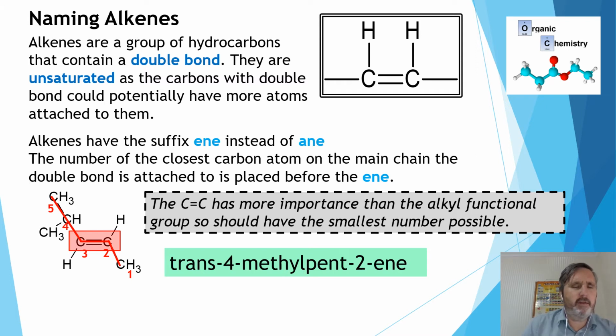Sometimes alkenes have another part of the name that goes in the front that says whether it has an arrangement that is across the double bond like this, that is called trans, or through the double bond like this, that is called cis. But we'll look at that in the next slide.